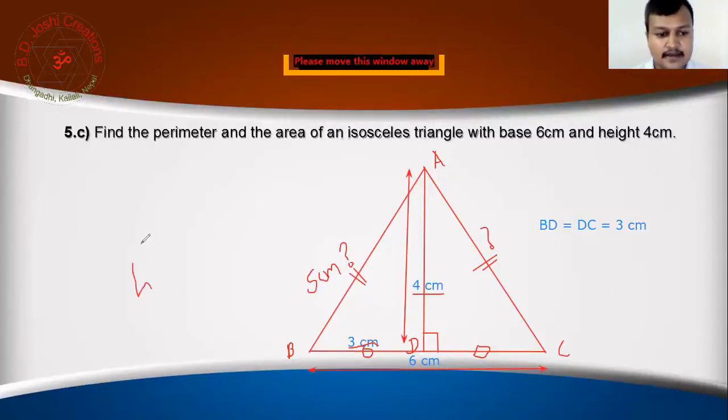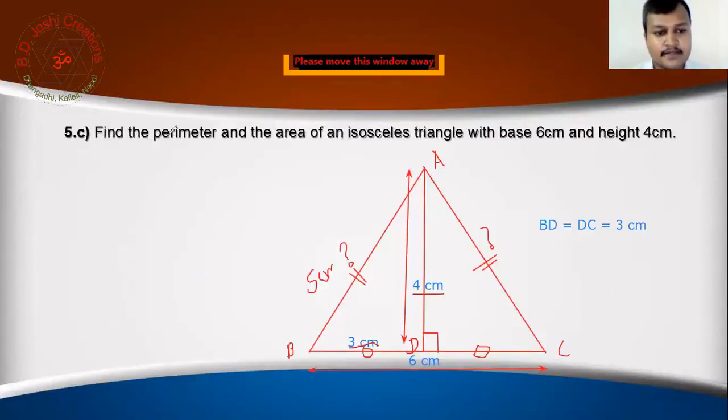That means h square is equal to 3 square plus 4 square. 3 square 9, 4 square 16, 16 plus 9, that will be 25, and square root of 25 will be 5 only. Then we will get AB is 5. If AB is 5, AC is also 5.